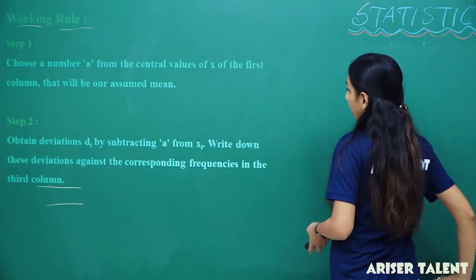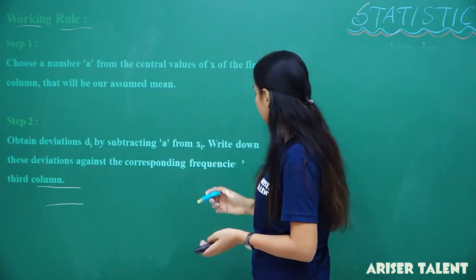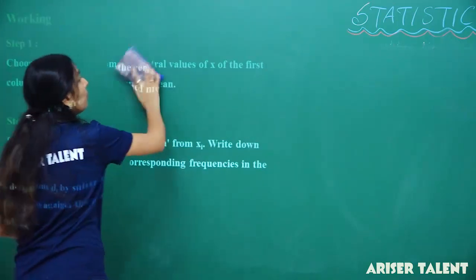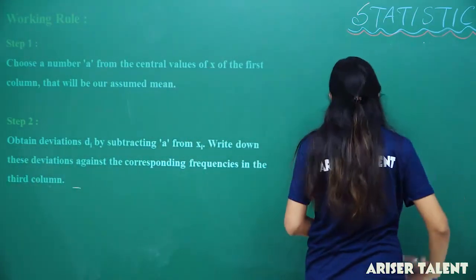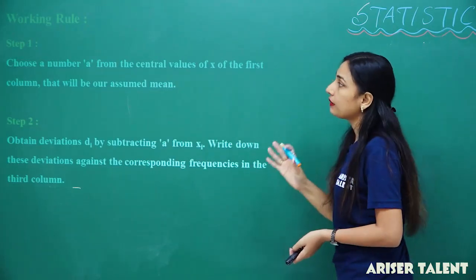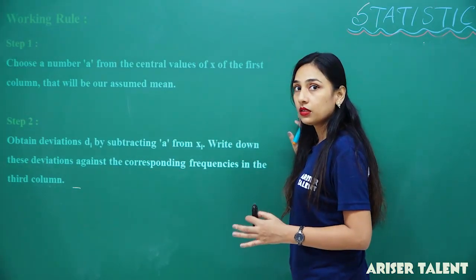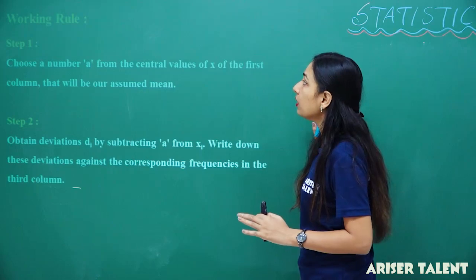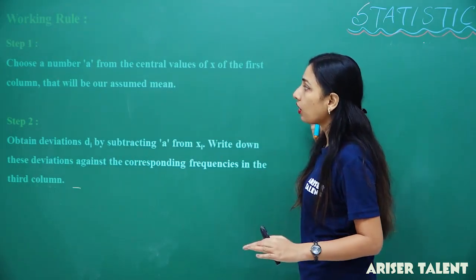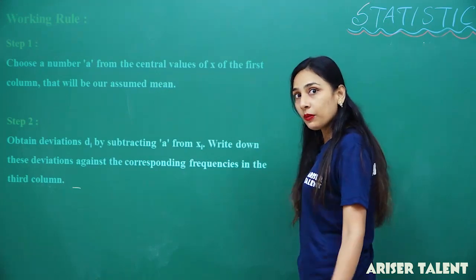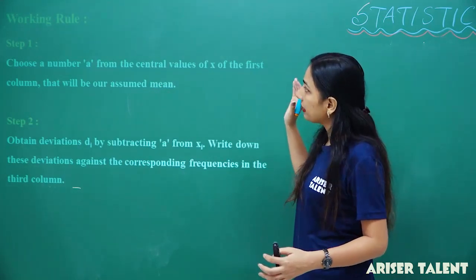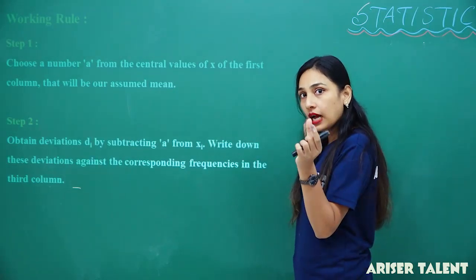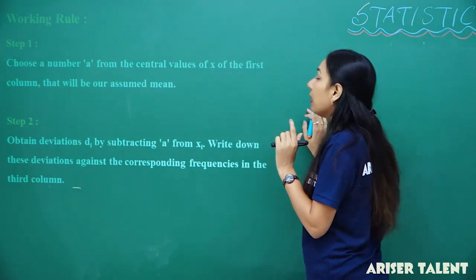Now, the working rule. What is the working rule here? We have step 1, step 2, some procedures to cope with the deviation method. We are going to do it practically on the green board too. Step 1: choose a number A from the central values of x in the first column, that will be our assumed mean. Now I am bringing it to the next level, where you may give not only values but also class intervals.